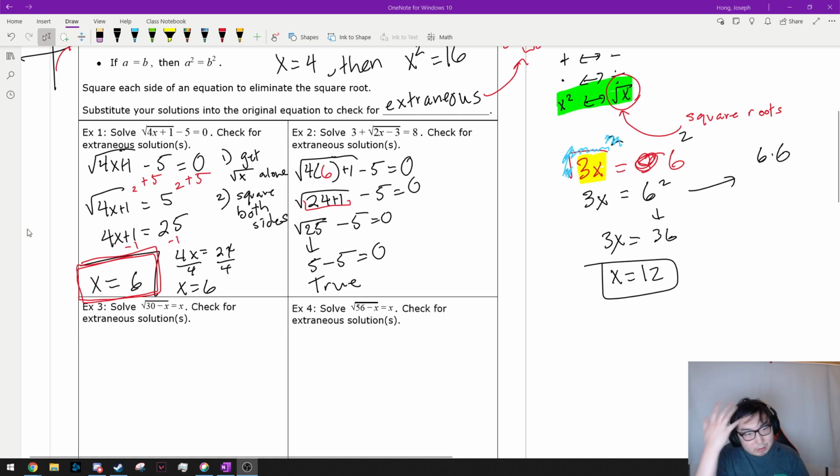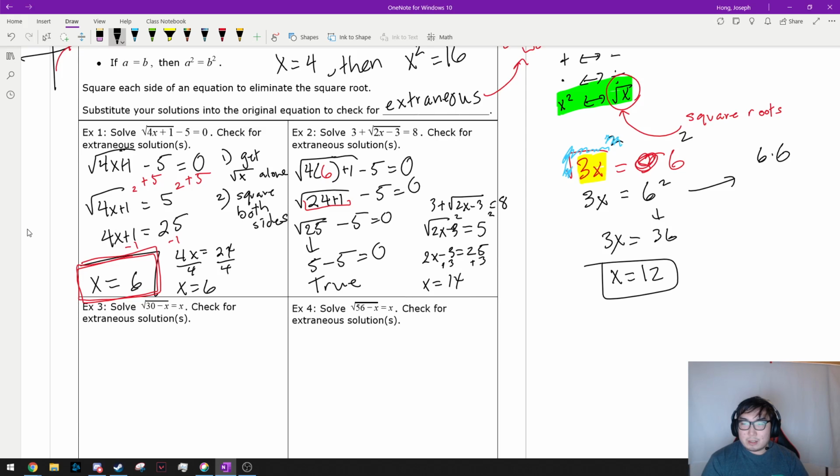So let's just see. Okay, so we do 3 plus square root of 2x minus 3 equals 8. I'm going to do this really quickly. Square root of 2x minus 3 is equal to 5. 2x minus 3 is equal to 25 because we square both sides. So this becomes plus 3 plus 3. X is equal to 14.